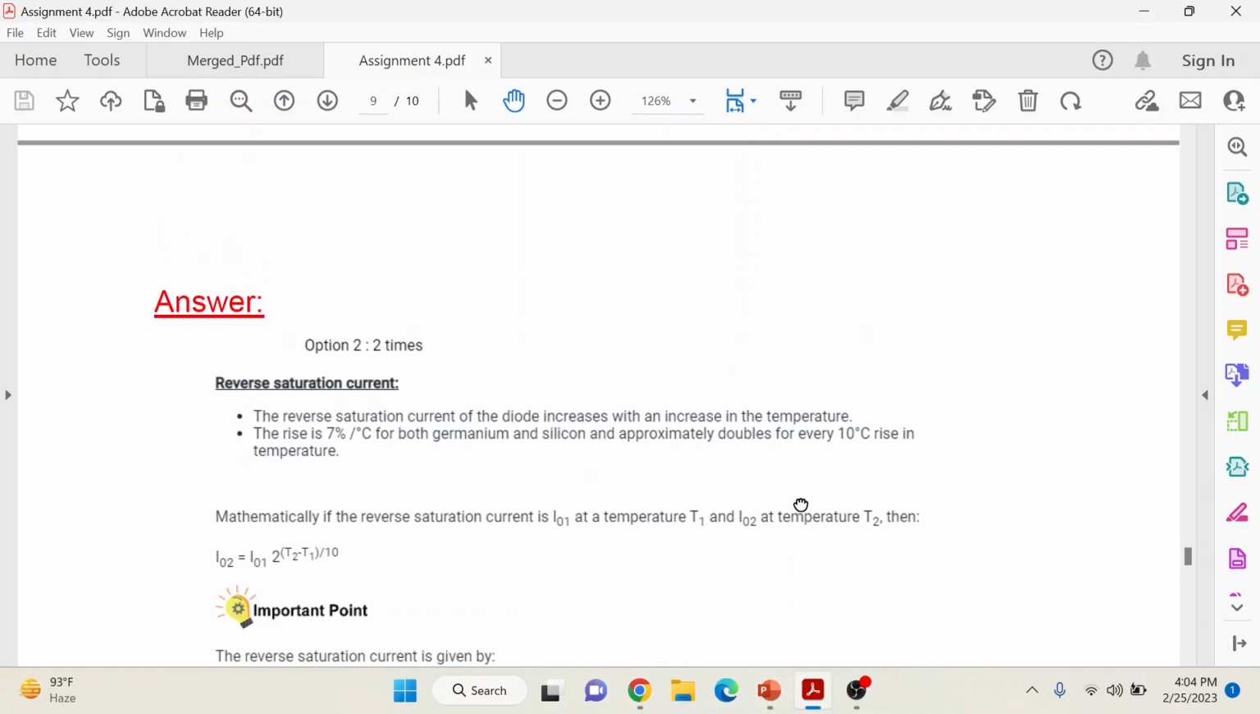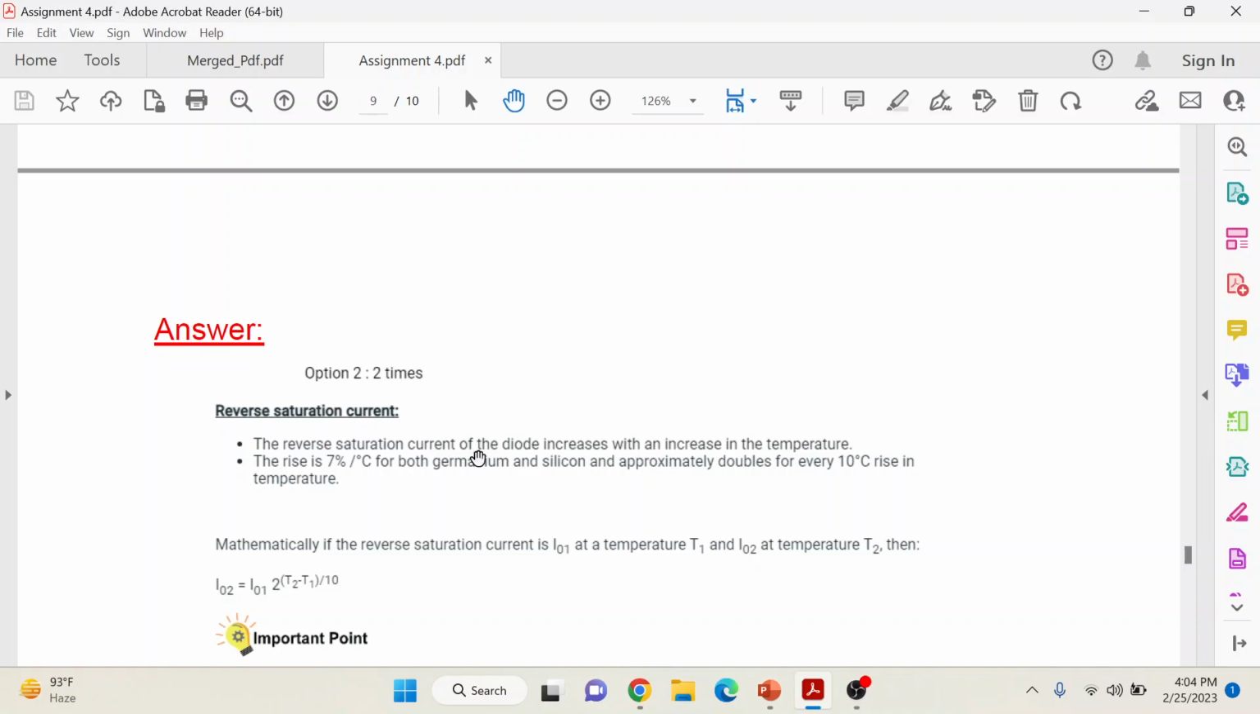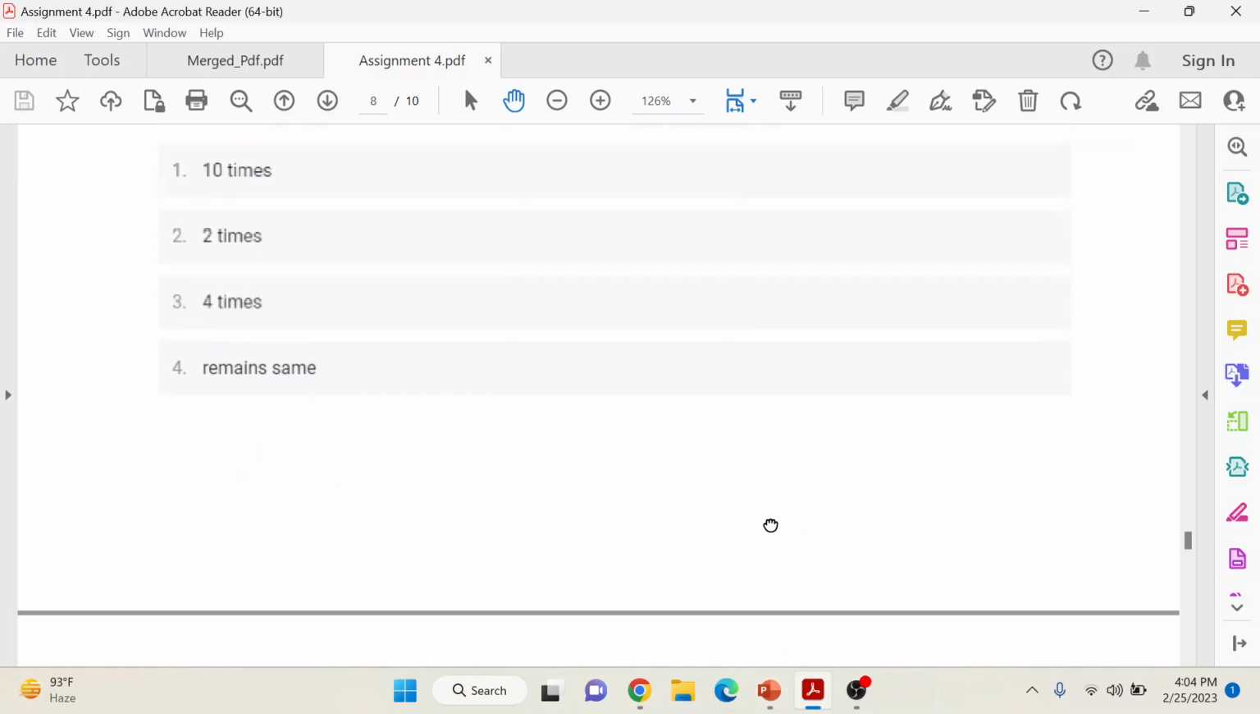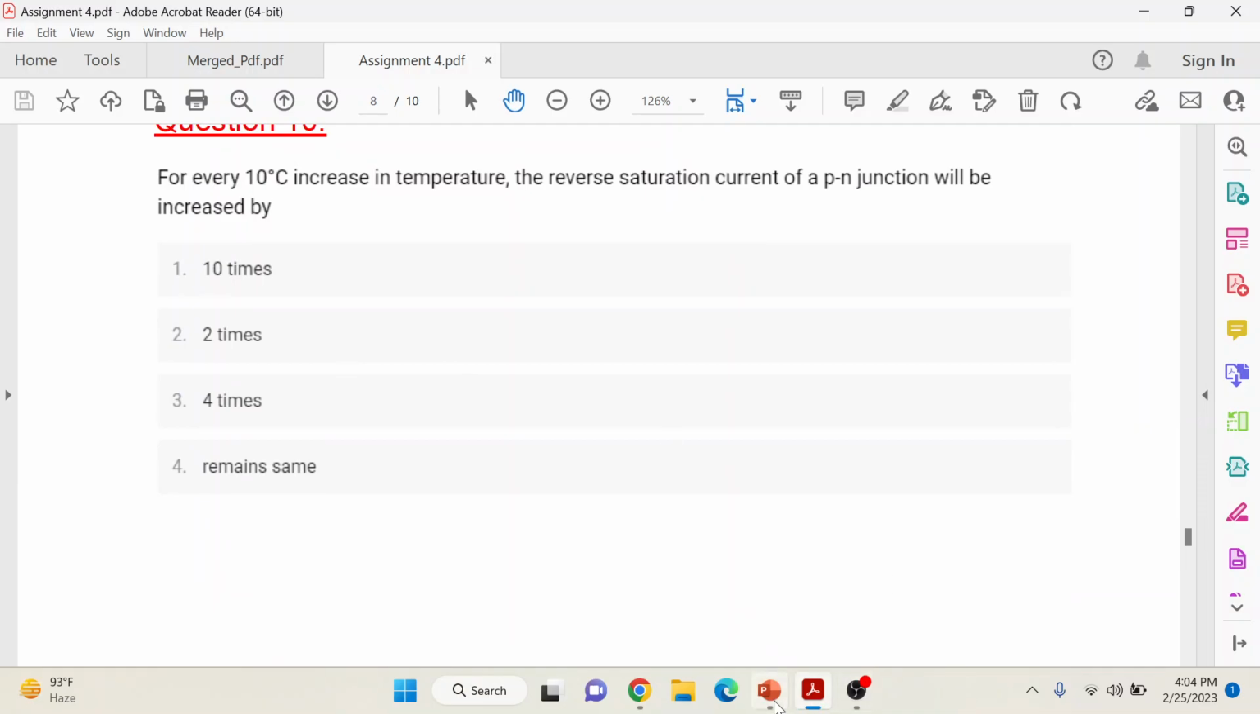Yes, sir. Okay, so the concept of reverse saturation current is that it increases with an increase in temperature and rises 7% per degree centigrade for germanium and silicon, and it approximately doubles for every 10 degrees Celsius rise in temperature. So if a question comes like this, you just have to put 2 times directly.